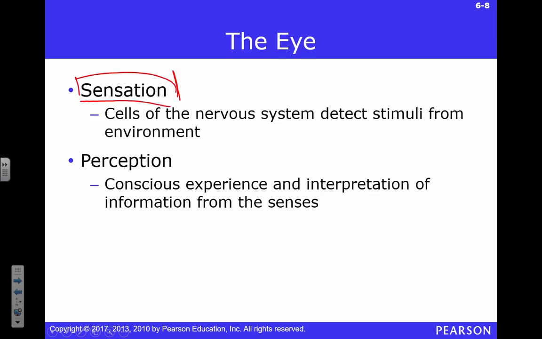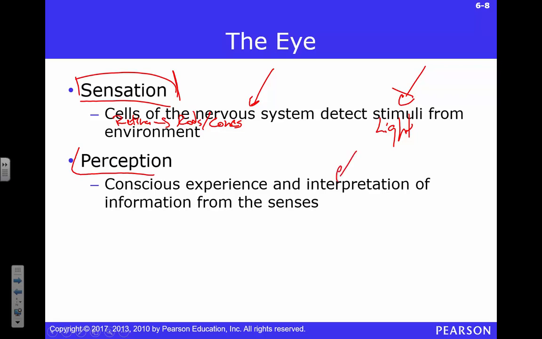Sensation, so what do we mean by sensation? This is when the cells in your nervous system detect a physical or some sort of stimulus from the environment. If we're talking about vision, the stimulus we're thinking about is light. The cells in your nervous system are going to be located in the retina, and we're going to talk about rods and cones. Some of you have probably had some sort of introduction to rods and cones in the past. You guys know they exist?